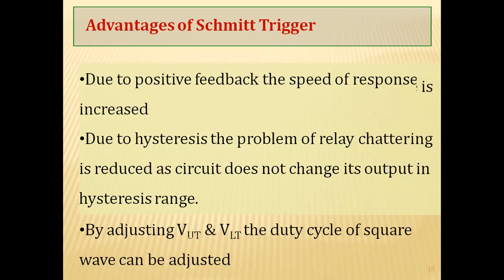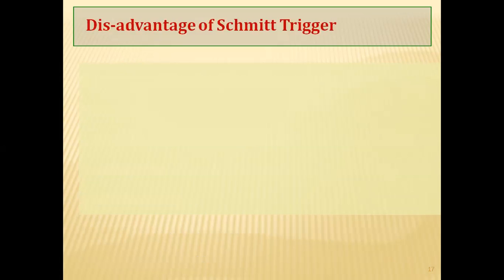And if we want to change the duty cycle of the square wave, because this Schmitt trigger we call a square wave generator, then we have to adjust the values of the upper trip point as well as the lower trip point, that is VUT and VLT.